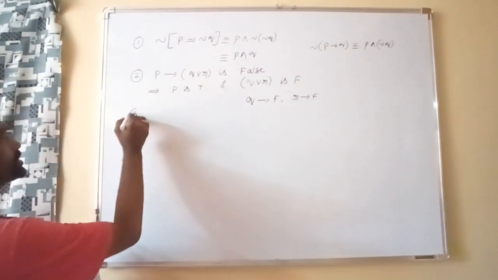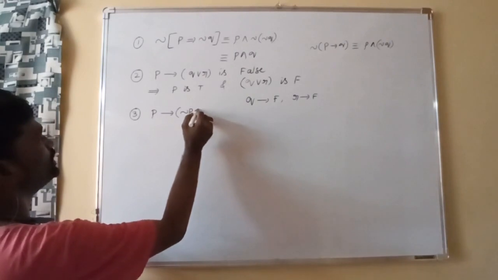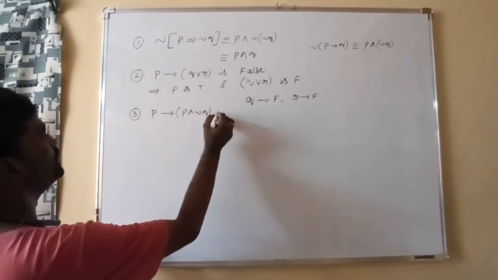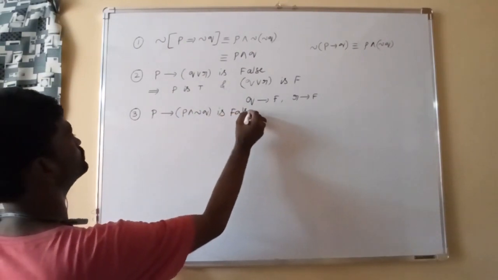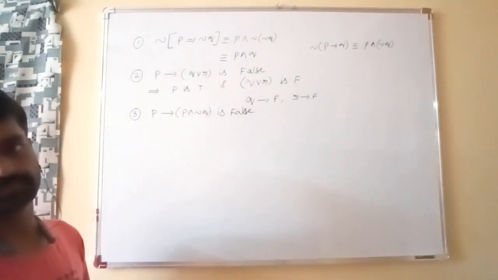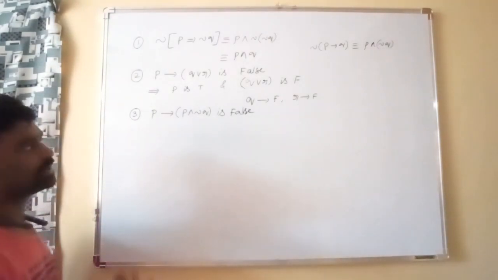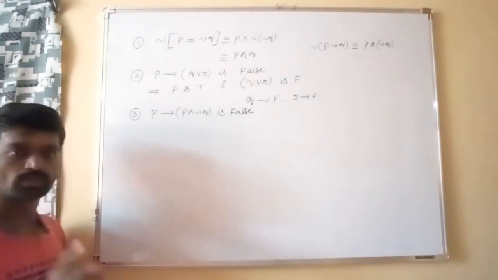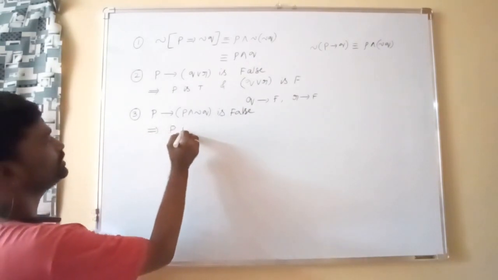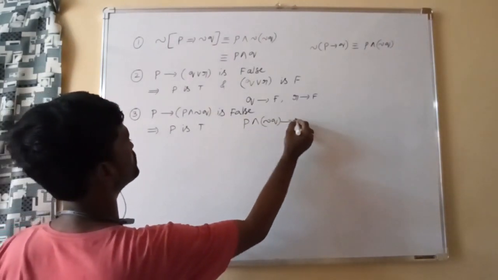Next, same model question. It is also a previous year mains problem. P implies (¬P ∧ (P ∧ ¬Q)) is false. Then what are the truth values of P and Q? So same case only. So P implies (P ∧ ¬Q). You compare with P implies Q, that is false only when the first component must be true, second component must be false. So this implies that what we can conclude, P must be true and the second component P ∧ ¬Q must be what? False.